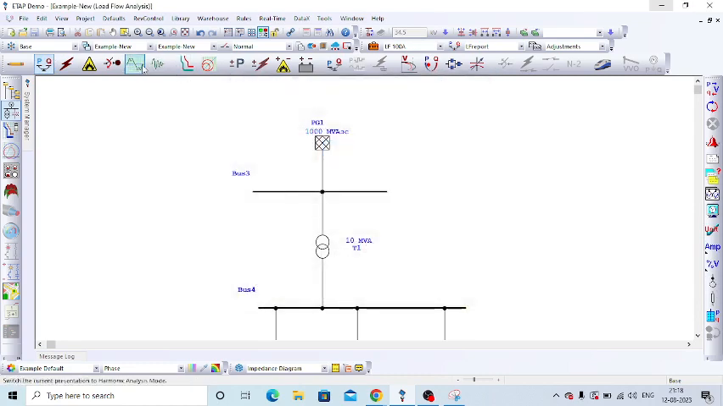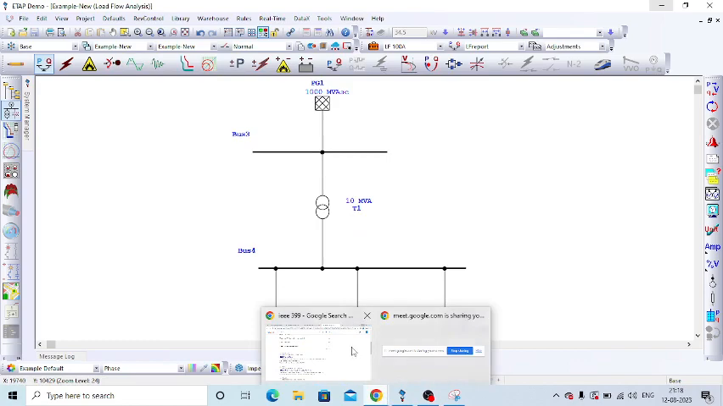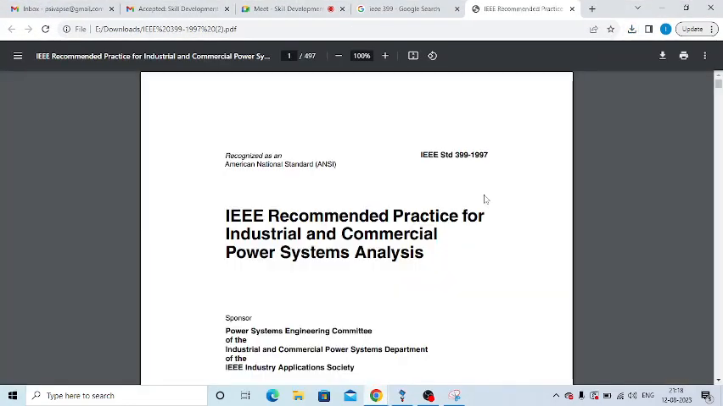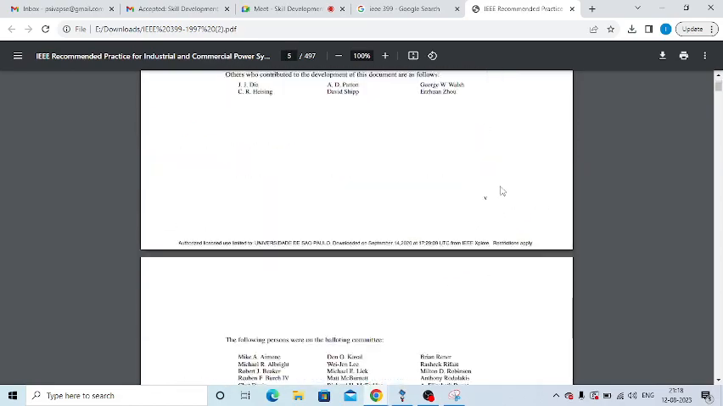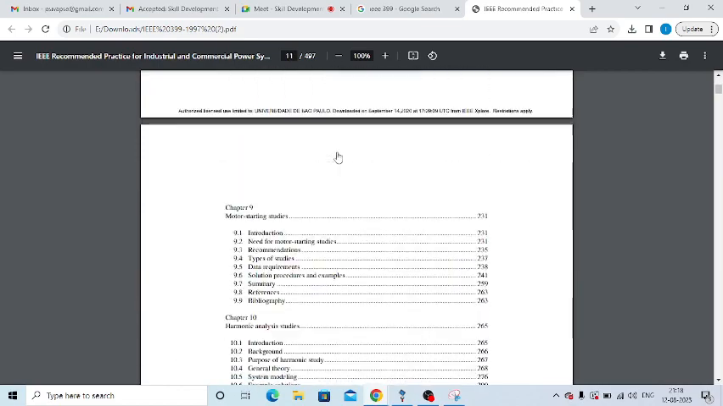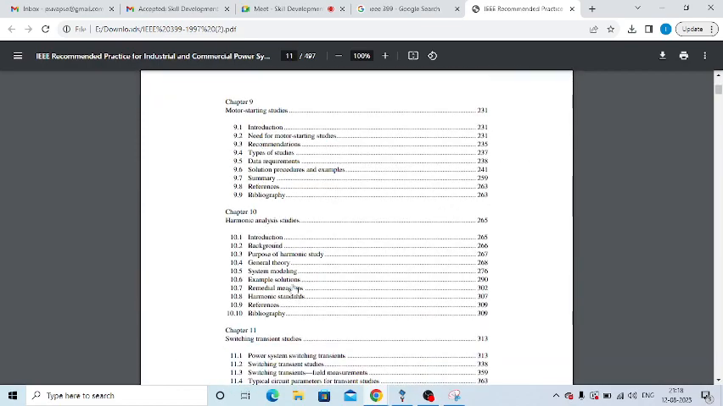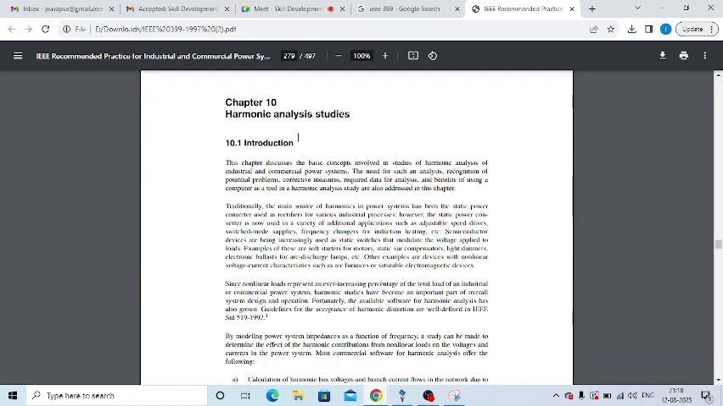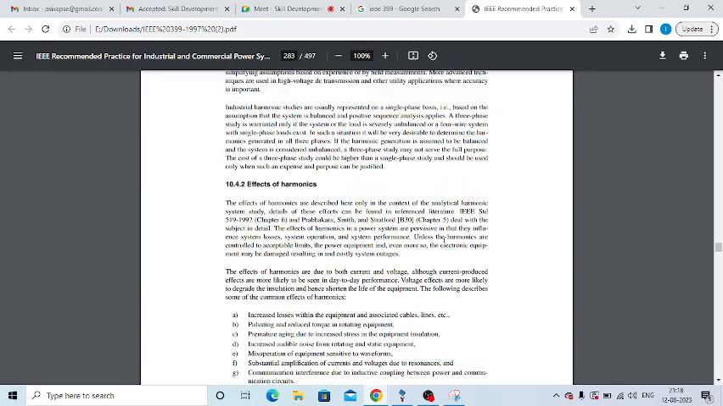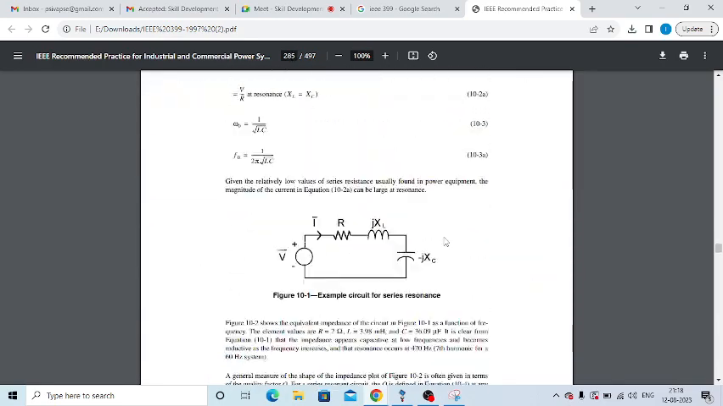Unfortunately, this harmonic analysis does not have the feature in this demo version. Okay, no problem. I will tell you how to do that. If in your university you have the original license, you can practice it. Harmonic analysis is chapter 10. The theoretical information is available here, so I will go directly to how to do that.